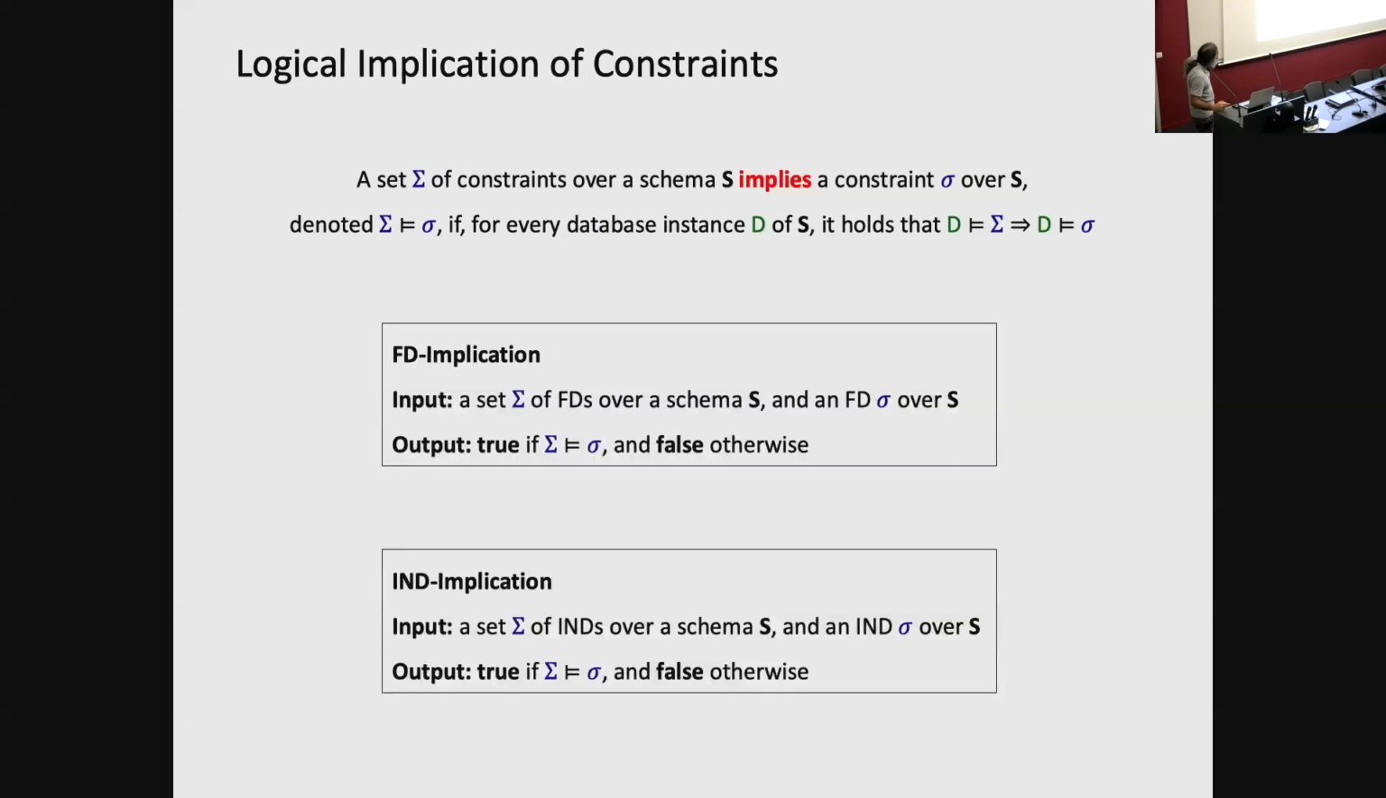Now, let's see how we do that. Of course, one may say just try to check for every database whether this is the case. Try to enumerate all the databases and then check if D satisfies sigma, whether D satisfies the individual sigma, right? But of course, this cannot be done. I cannot enumerate all the databases because there are infinitely many, right? So this naive way of doing it is not a decision procedure. We need something a bit more clever.